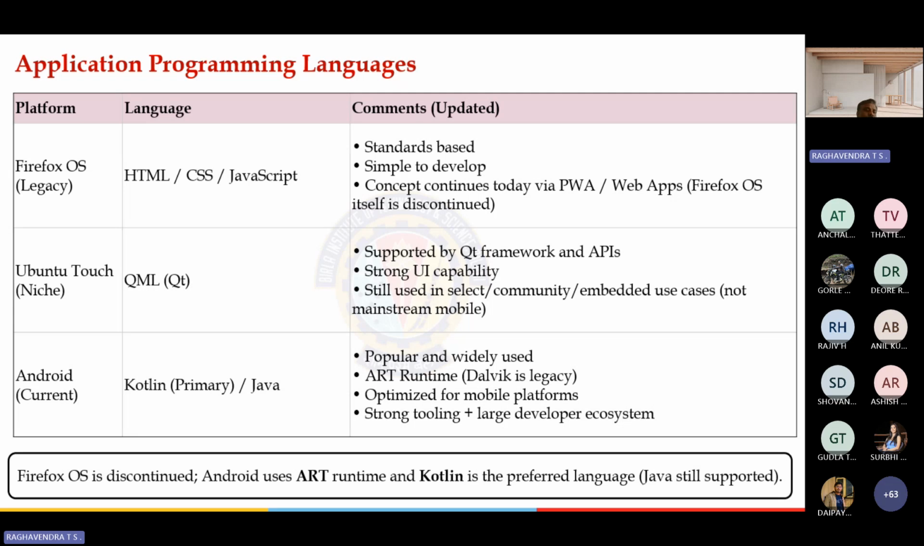And then Ubuntu Touch, where you can use QML or the Qt language, supported by the Qt framework and APIs, which has very robust and strong UI capabilities. It is still used in limited applications, but not very widely. It is used in select, community or embedded use cases only, but not for mainstream applications on mobile phones.